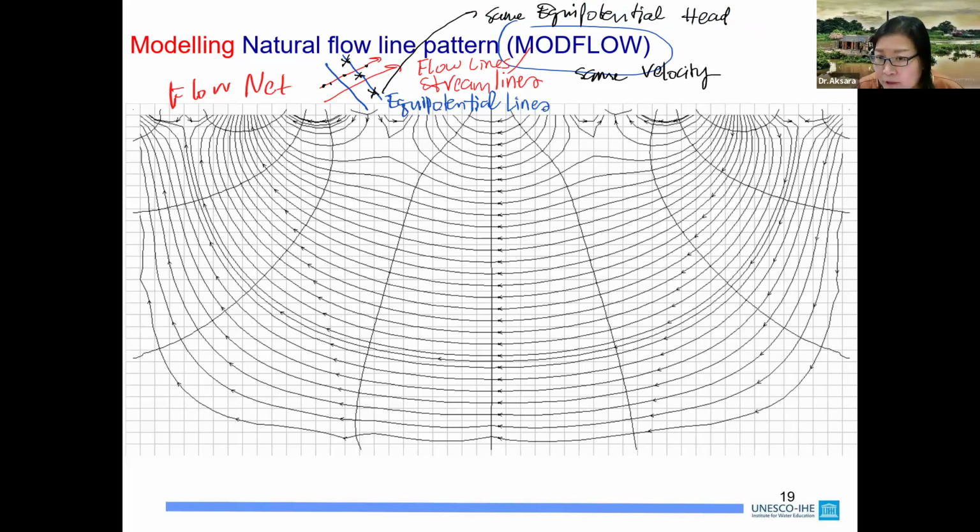Everyone knows equipotential head in hydraulics, so we use phi. So what is phi? Equipotential head, phi, is actually pressure head plus elevation head. So that is equipotential head.